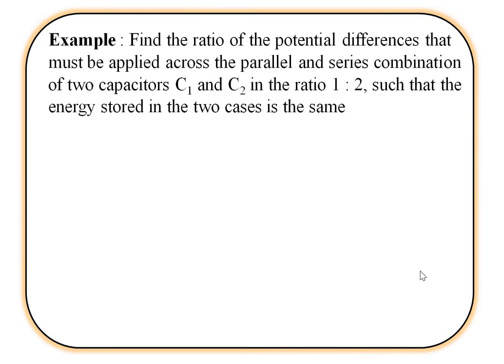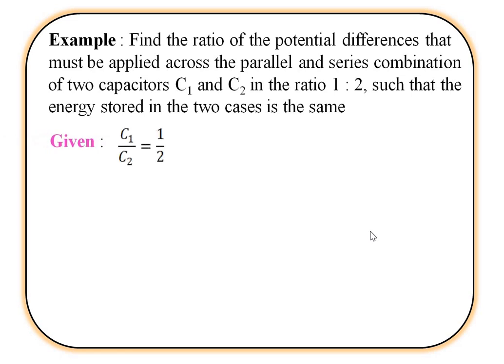Let's see one more example. Find the ratio of potential differences that must be applied across the parallel and series combination of two capacitors C1 and C2 in the ratio 1:2 such that the energy stored in the two cases is the same. Here we have to find the ratio of the potential differences, and the condition given is that the energy in the two cases must be the same. Let's see the solution for this.